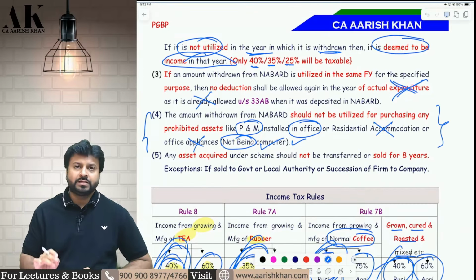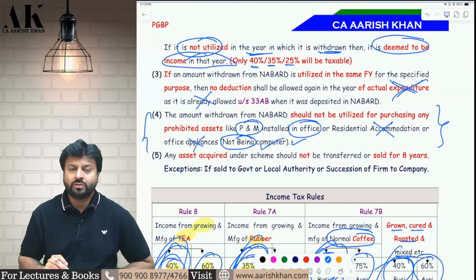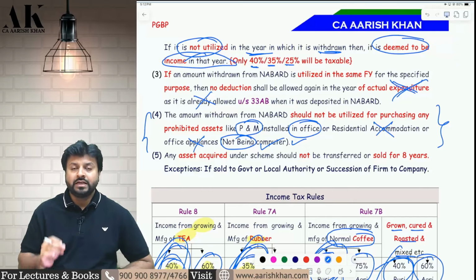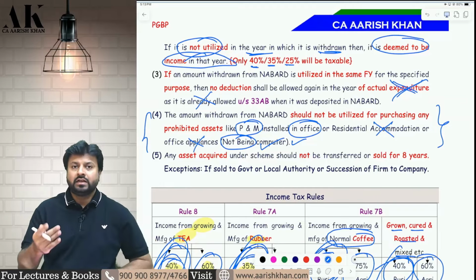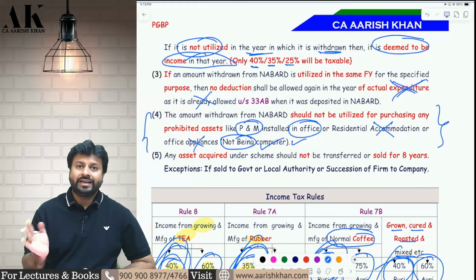But whatever assets you are purchasing, you have to keep that for a period of 8 years from the end of the financial year in which the asset was acquired. So you have to keep it with you for 8 years. If within 8 years I sell, then it will be deemed income. It will be subject to tax. Suppose I purchase a land of 10 lakh rupees and I have to hold that land for 8 years. Now within 3 years, I am selling that land. So that 10 lakh rupees will be taxable.